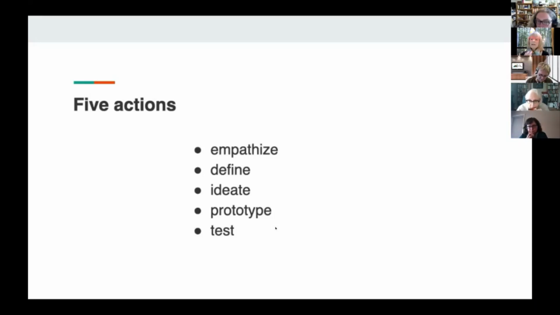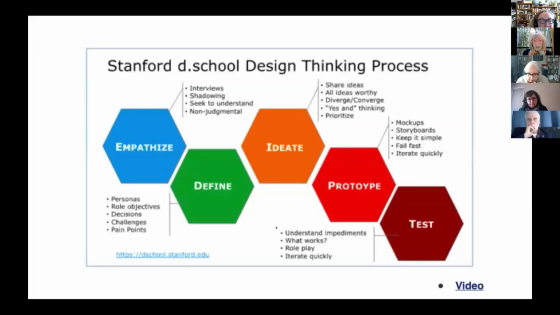And then the testing part is something we won't be able to do today because in real life, you would be going back out to the people you're interviewing and asking them, well, is this what you had in mind? But that's okay. And for those of you who like graphics, this is it in a colorful form. Again, empathize, define, ideate, prototype, and test are the 5 steps.